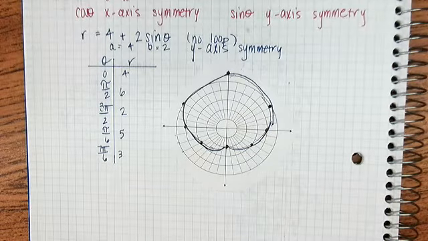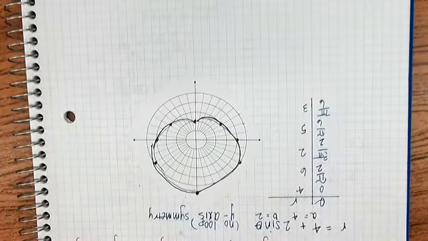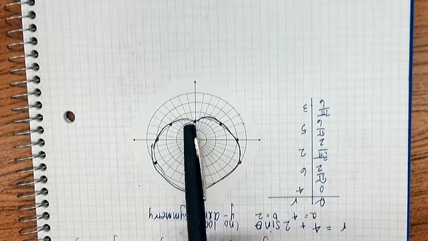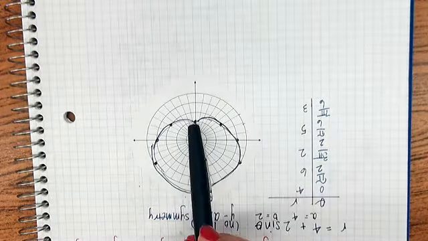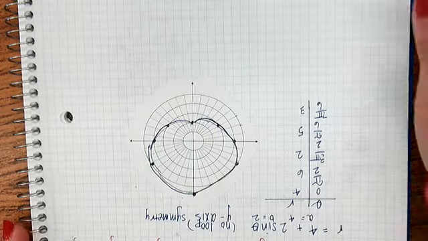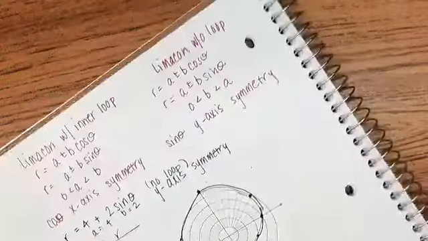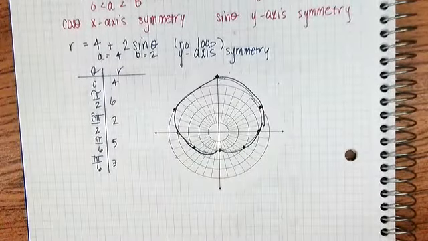This is an upside down heart. Not the way I've drawn it, but that is a heart. And the point of the heart, instead of going to the origin, now goes through the point, whatever that is. So notice y-axis symmetry for sure. And there's another way that I look at this.